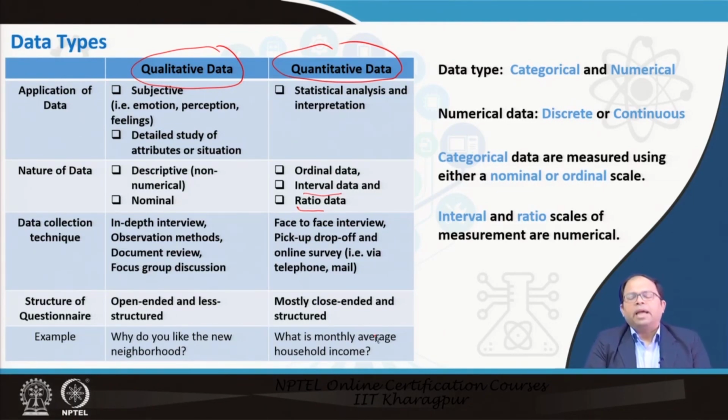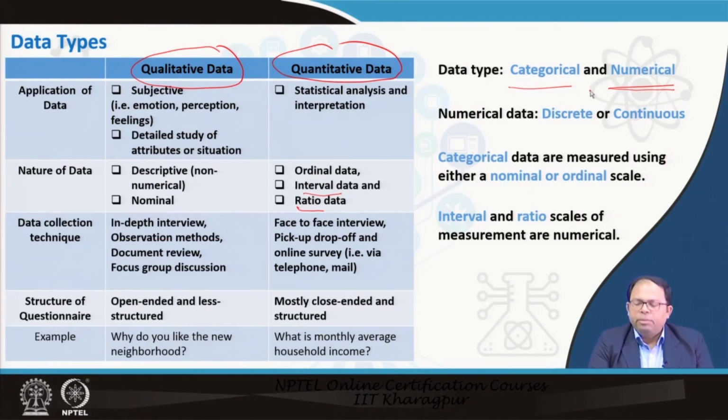Data could also be categorized in two other ways. One is categorical data, another is numerical data. So categorical data, as you can understand from the term, is all about categories. We can break the entire data set into different categories, or each individual, or the property that we are surveying, could be categorized. And numerical means we can give a numerical measure to that particular aspect that we are surveying.